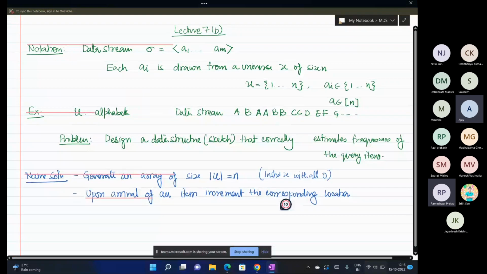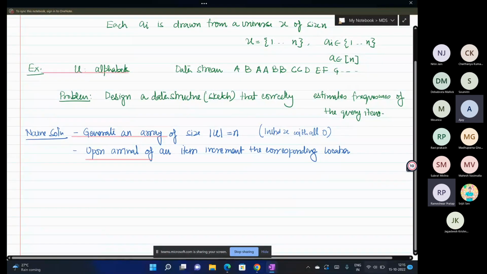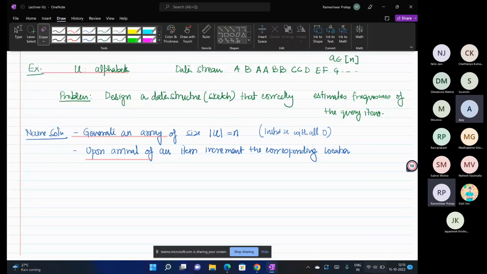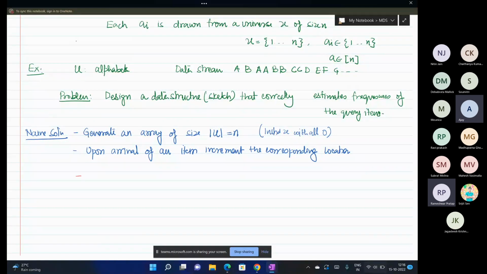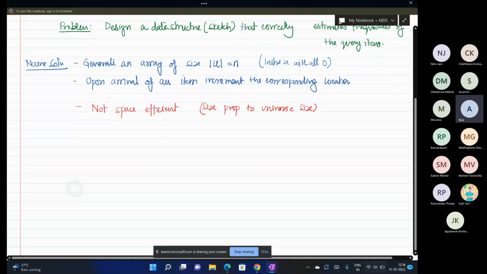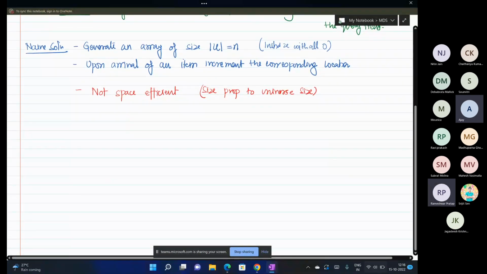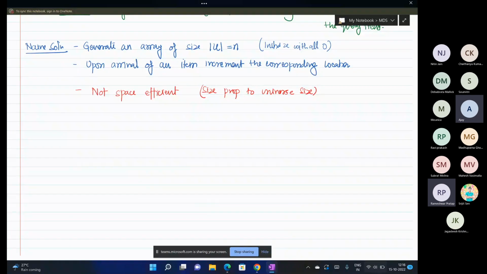But needless to say, this is not a very efficient solution because it requires space linear in the universe size. It's not space efficient. Now again, we want a space efficient solution based on universal hash functions. So what can we do?